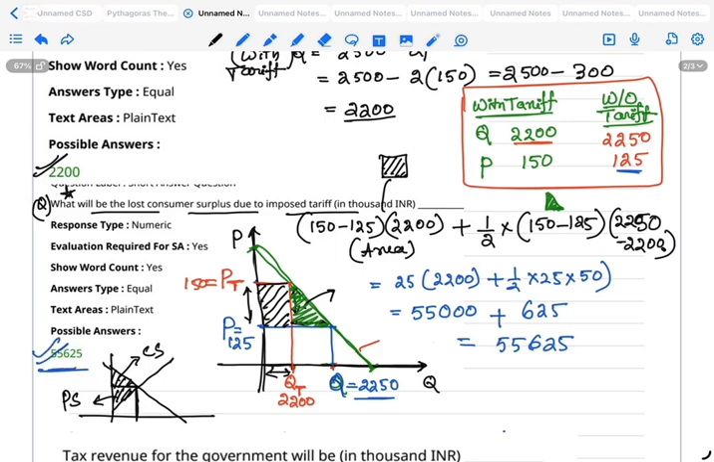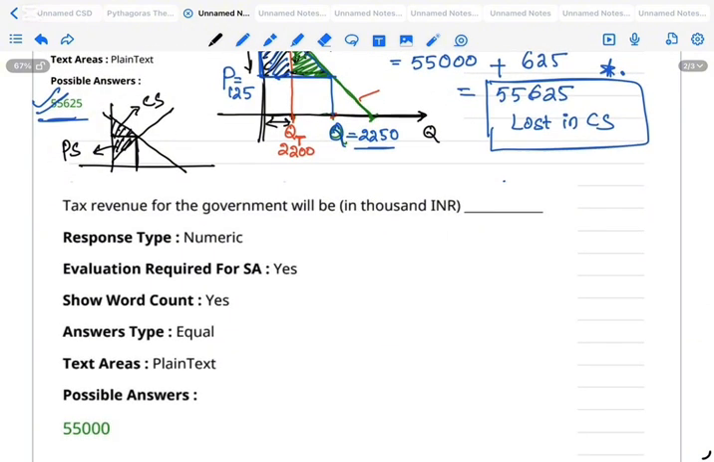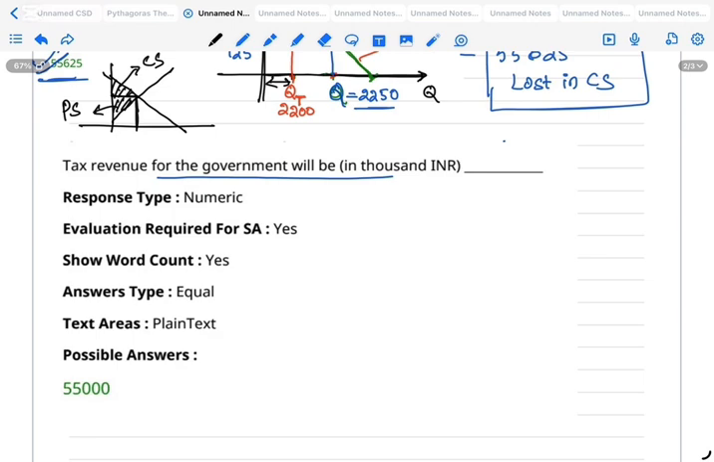This is the lost consumer surplus, this value is the loss in consumer surplus. The next question is, the tax revenue for the government in thousands. Tax revenue is the easy one, they are asking for this value.